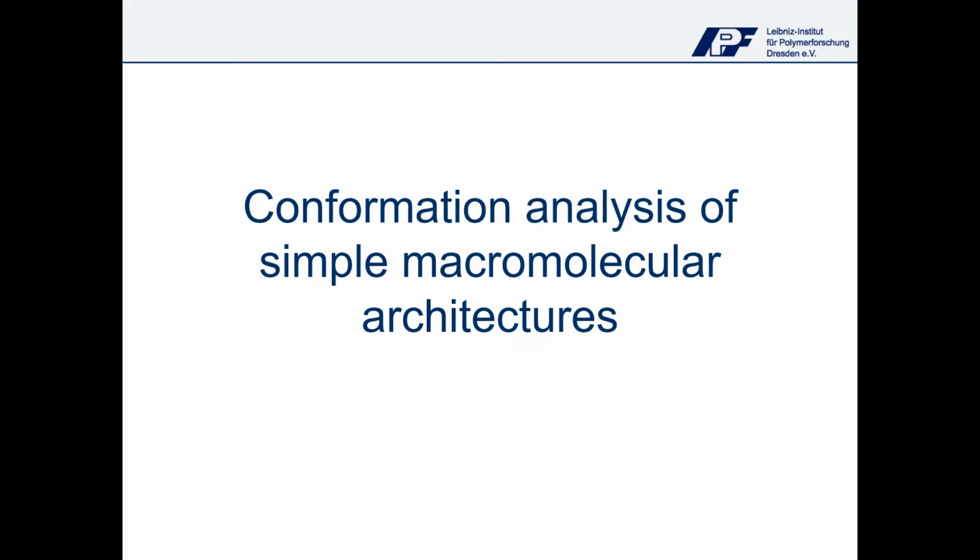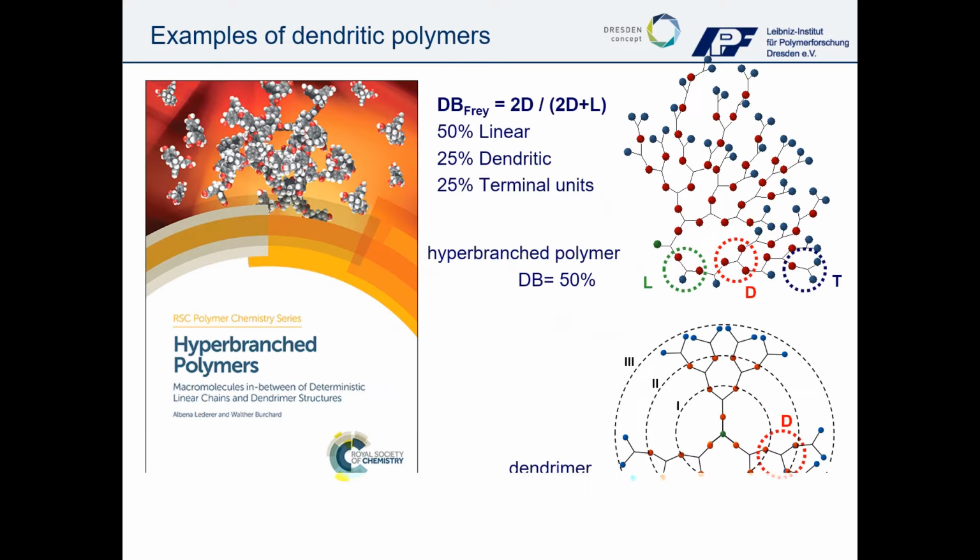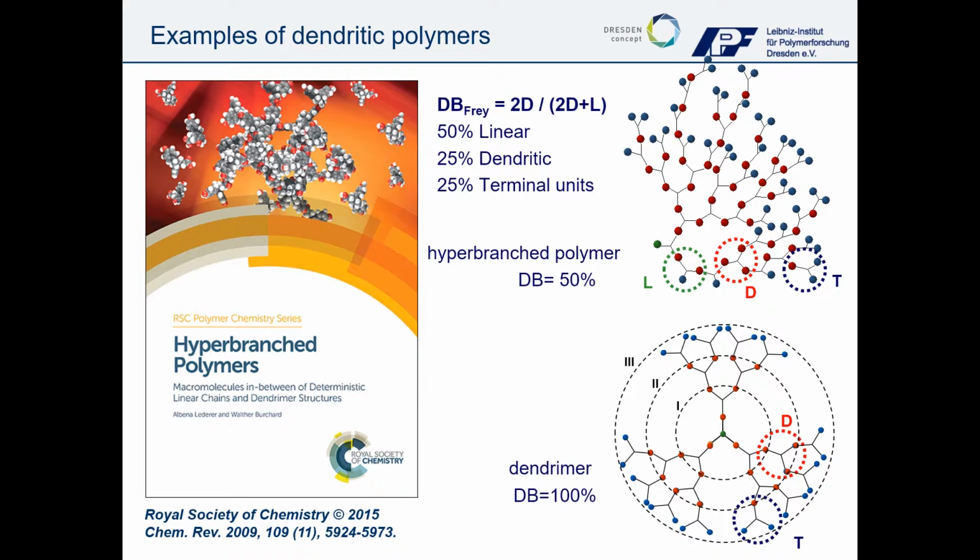Let me now start with the second section of this webinar, the conformation analysis of simple macromolecular architectures. With simple macromolecular architectures, I mean within this talk polymers which can differ in their topology, but are not very complex in terms of chemical structure. One example of very strongly branched polymers are the dendritic polymers. One example is dendrimers, and the dendrimers have a perfectly branched structure with only dendritic units as well as terminal units as polymer units.